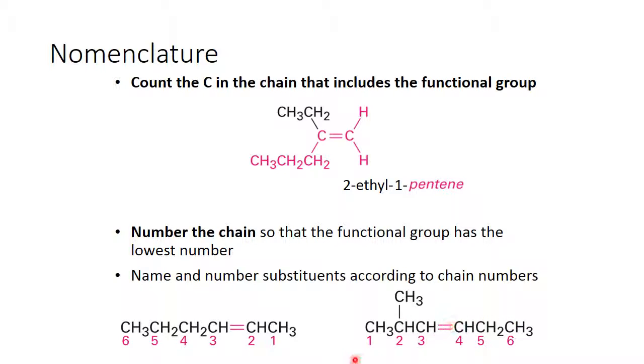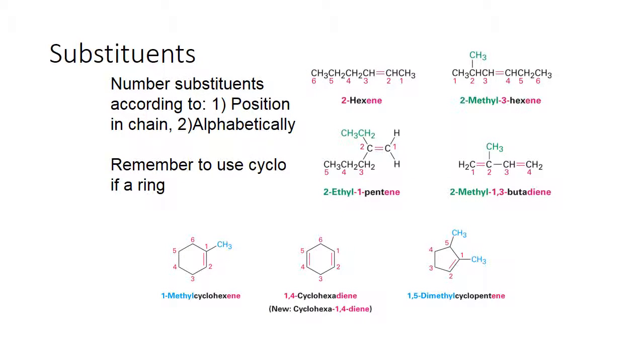Notice you could actually go 1, 2, 3, but we choose to go this way, 1, 2, 3, because that would give a lower number to the methyl. It's 3 from either end. Okay, so you always number the chain to get the lowest number for the functional group, and then you name and number the substituents just as we did with the alkanes.